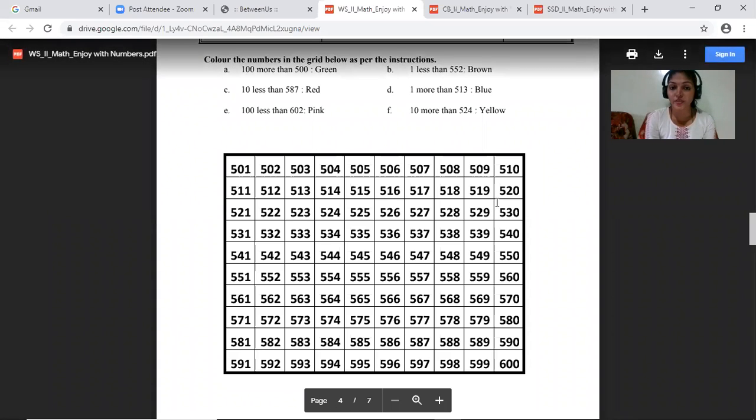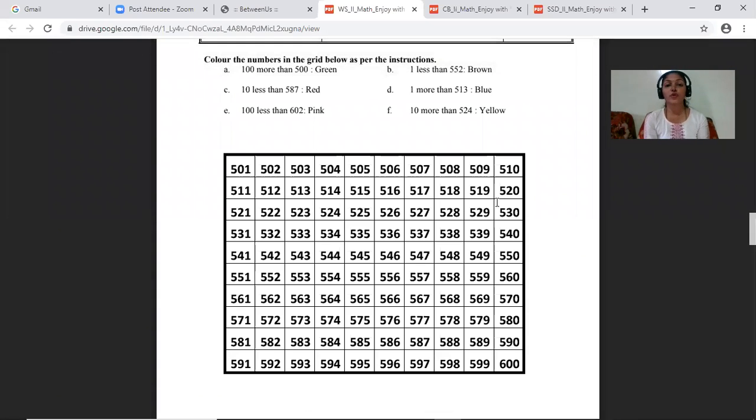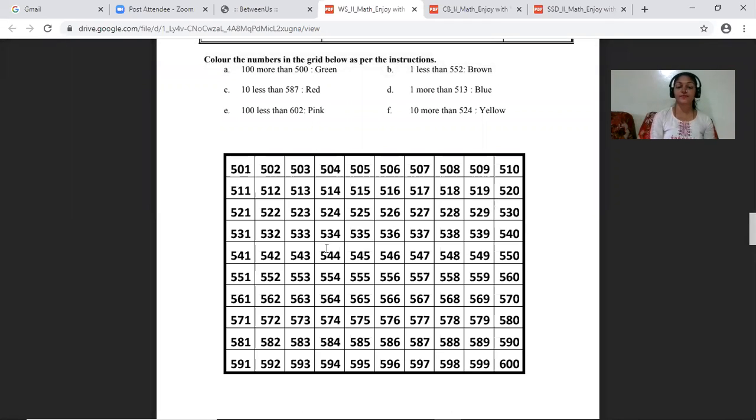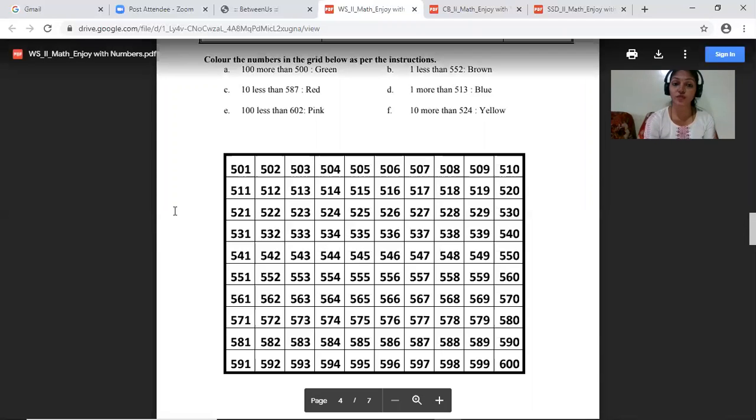So children, here is the worksheet. I'm sure you are ready with your material like colors. I told you you have to get green, red, pink, brown, blue and yellow color, right? And also a number grid, which shows the numbers 1 to 600. So now what should we do? How would we know what to do? We have to always read the instructions. Let us see what we have to do.